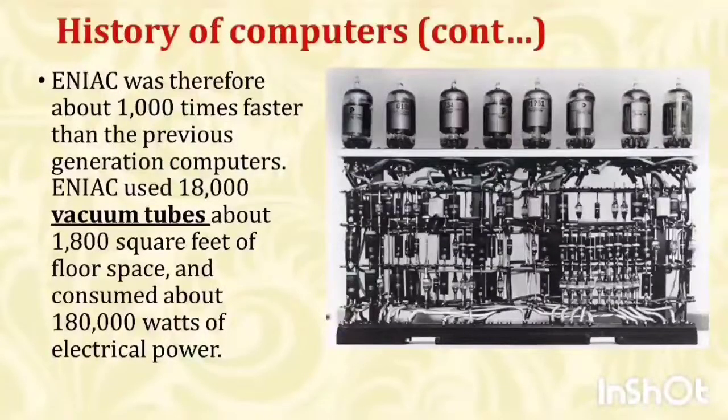ENIAC used 18,000 vacuum tubes, and it used 1,800 square feet of floor space and consumed about 180,000 watts of electric power. So you can understand how much space it used. It used a lot of space and a lot of electrical supply also. So this was the first generation computer.